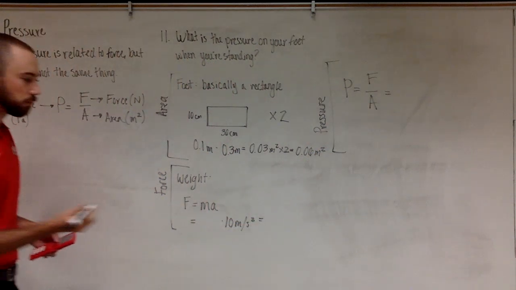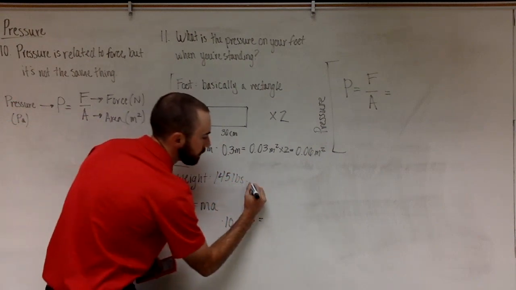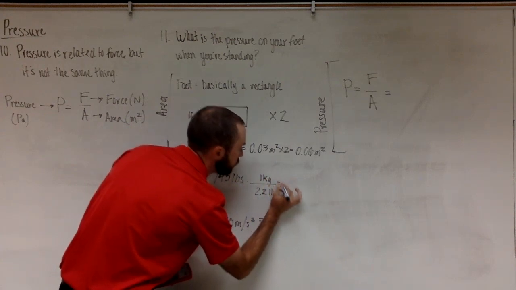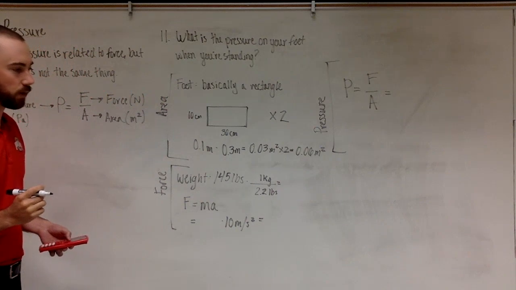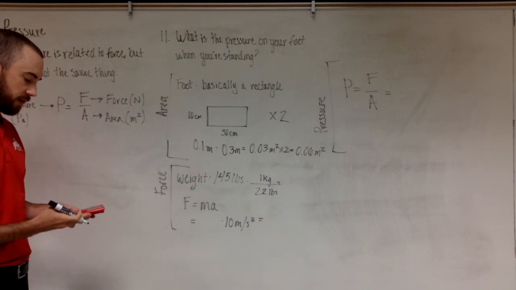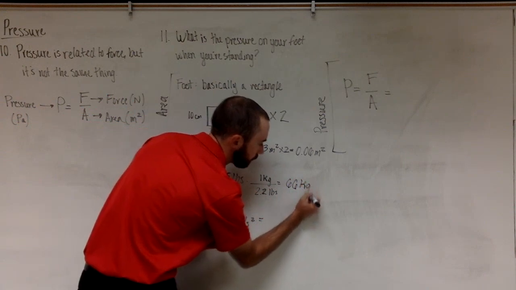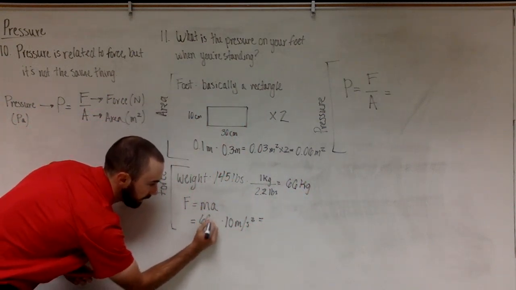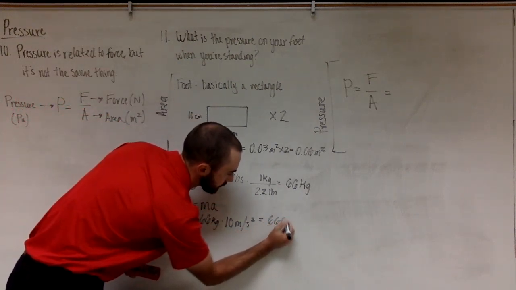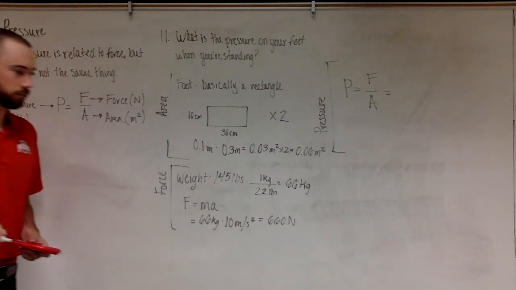Next thing I'm going to do is find out my weight. So my weight is approximately 145 pounds. And there's about 2.2 pounds per 1 kilogram. Remember, newtons is kilogram meters per second squared, so we need to have our units in kilograms here. So I'll just take that 145, I'll divide it by 2.2, and I get about 66 kilograms. I'll just round up there. So I come down here, plug it into the force equation, and just multiply by 10, and I get 660 kilogram meters per second squared, or newtons.